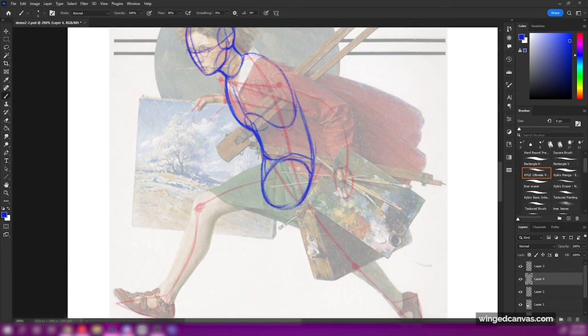So then we can make room for our limbs. Now, our limbs generally can be drawn like cylinders.